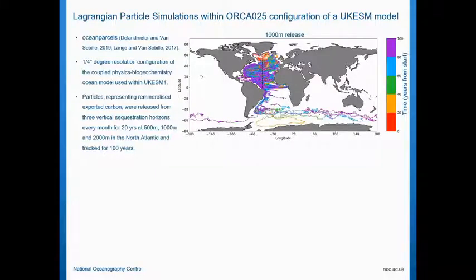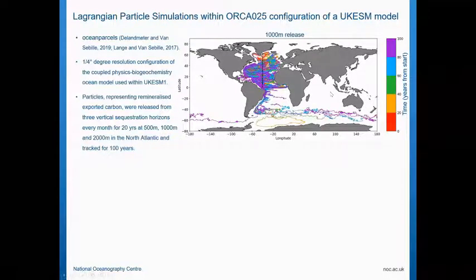And so basically what this package does is it releases a large number of particles at, so we chose depths of 500 meters, 1,000 meters and 2,000 meters to follow these sequestration horizons. And these particles represent this remineralized exported carbon that I talked about on the previous slide. And so we release these particles every month for 20 years and tracked them for 100 years.